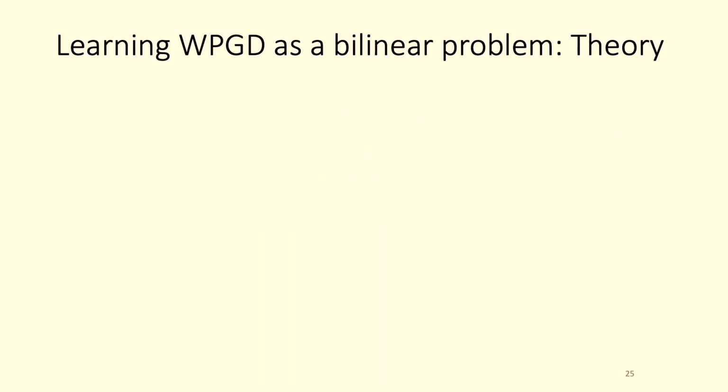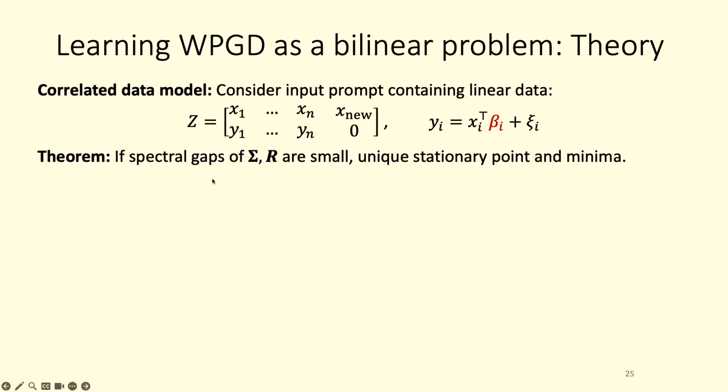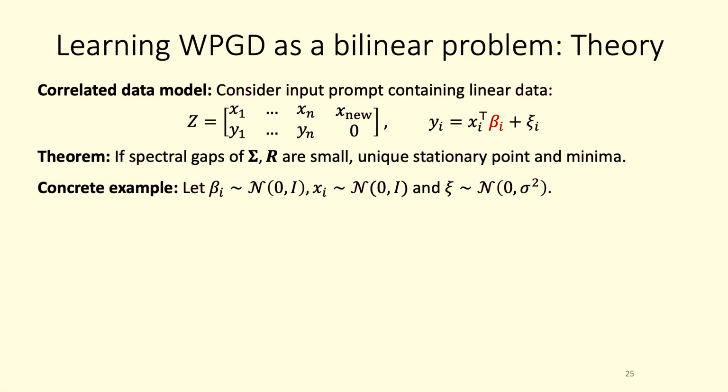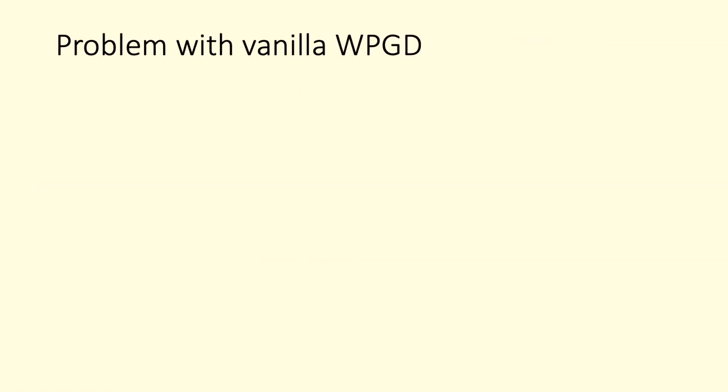I will skip over this, but if you simplify it, one simple theorem is that if the spectral gaps of these covariances are small, then actually there is a unique stationary point and global minima. For instance, if the covariances are just isotropic, then you know exactly what the solution is. So the weighting will be flat and so on, basically. So this is not exactly sequence model related, but it is kind of this landscape of algorithms question.